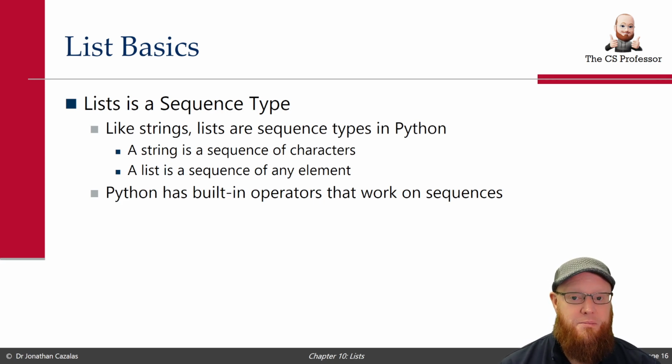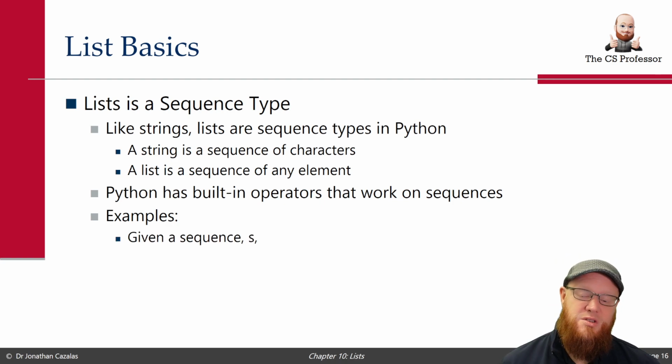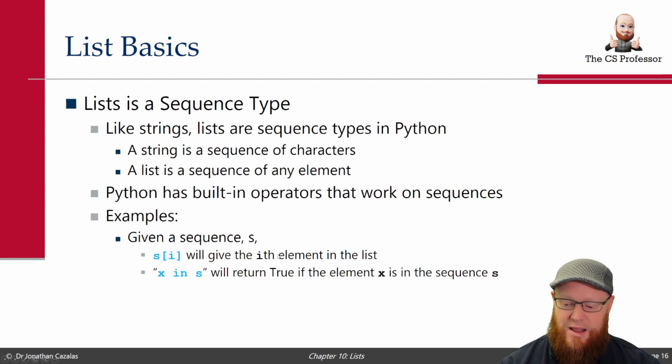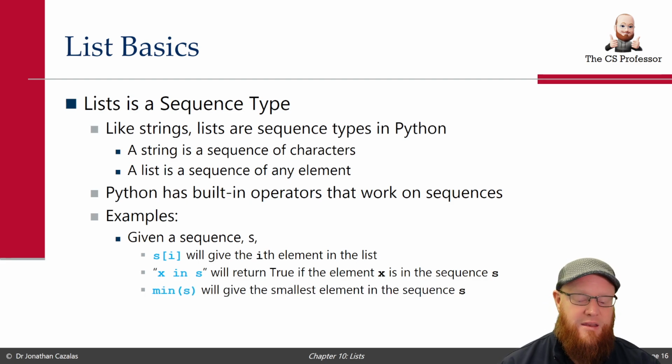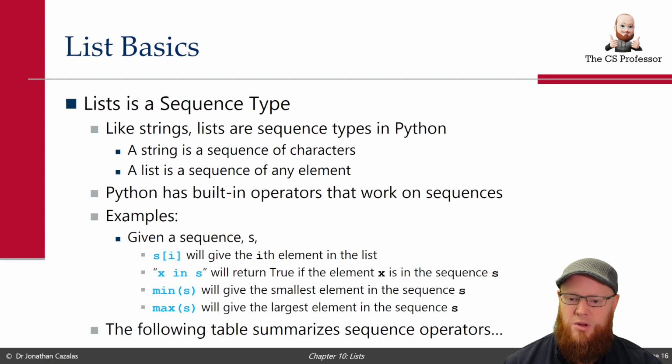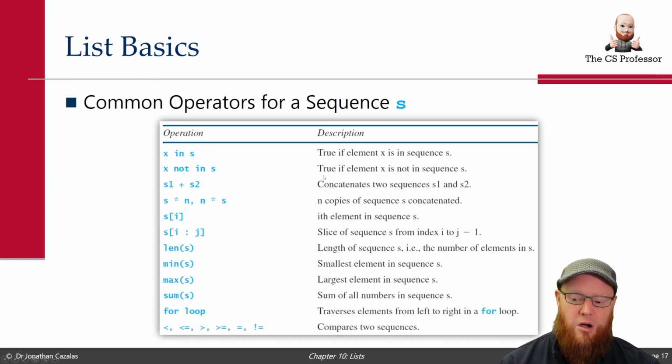And Python has many built-in operators that work on sequences, and we've already seen these, which is why this is going to be so easy yet so valuable. So given a sequence S, in this case a list, we've also seen this with strings, S at index I will give you the ith element in that list. We've also seen X in S. That will return true or false if a given value is part of that sequence. Min of S will give you the minimum value of that sequence. Max of S will give you the maximum value. And there's many other operators, and here are several of them.